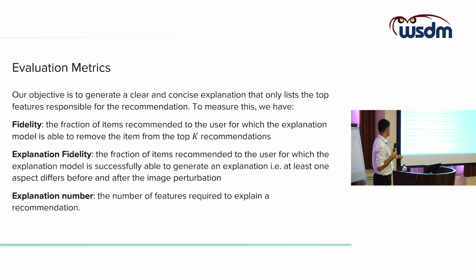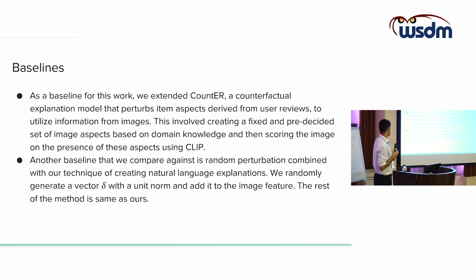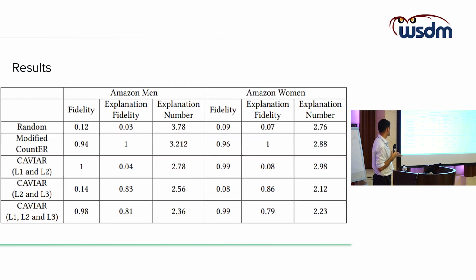We use 3 evaluation metrics. One is fidelity, the other is explanation fidelity, and the third is explanation number. All of these are designed so that we can give a concise explanation that only lists the top features responsible for the recommendation. As a baseline for this work, we compared it with a random perturbation to the image embeddings and an extension to COUNTIR, which was a method from a few years ago, which didn't directly perturb images, but actually perturbed reviews. So we'll show a comparison of our method with their methods on 2 data sets, which is the Amazon men and Amazon women's data set.